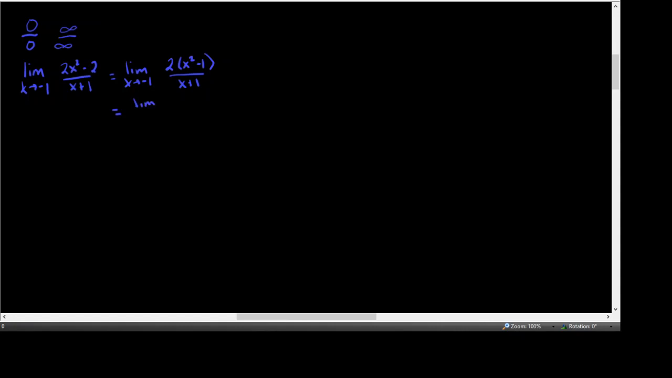So x squared minus 1 factors to be x plus 1 times x minus 1, divided by x plus 1. And the x plus 1 cancels, leaving 2 times x minus 1.